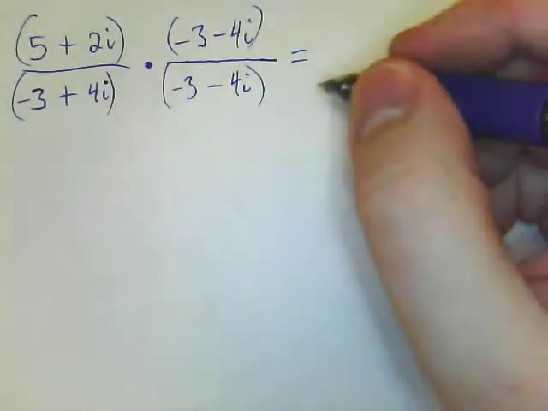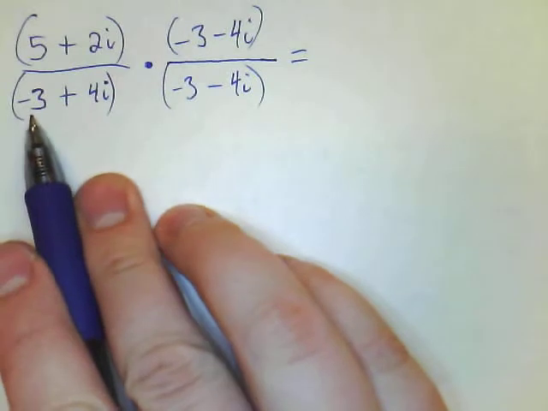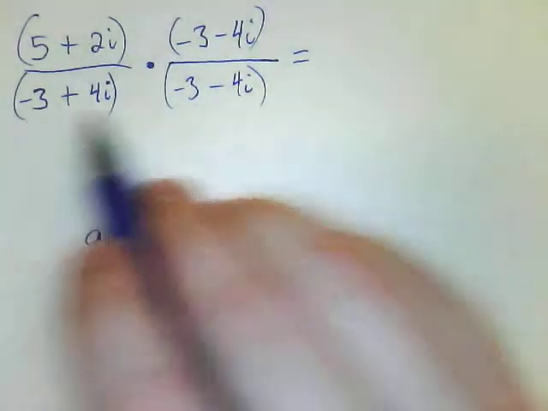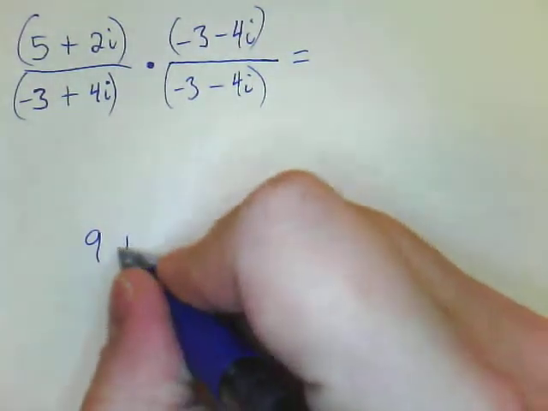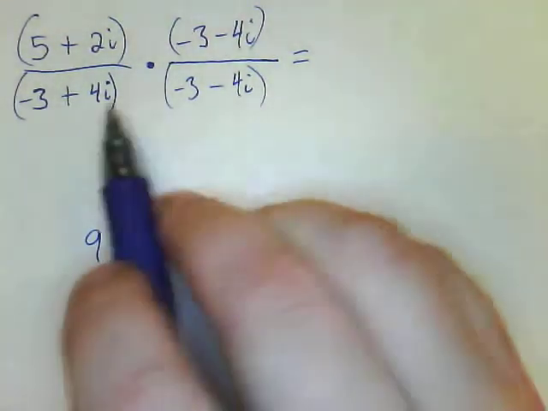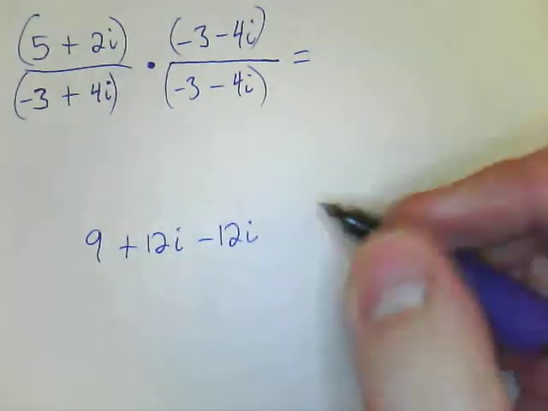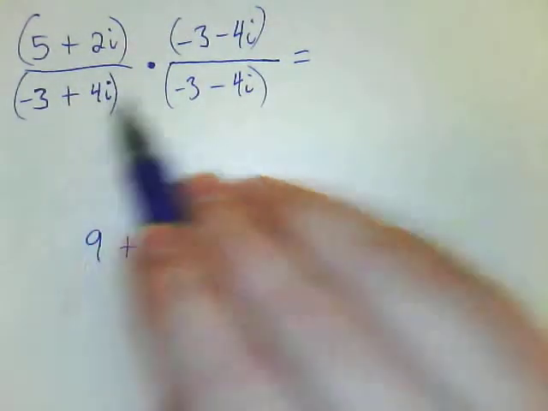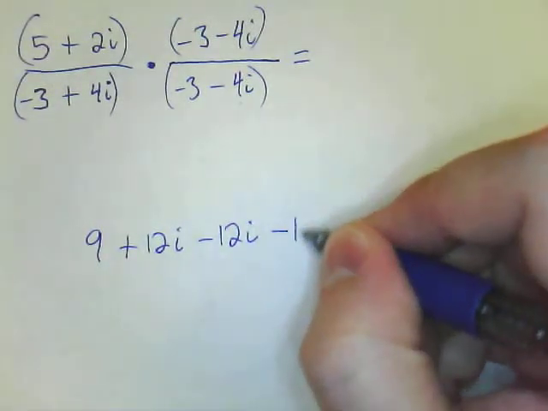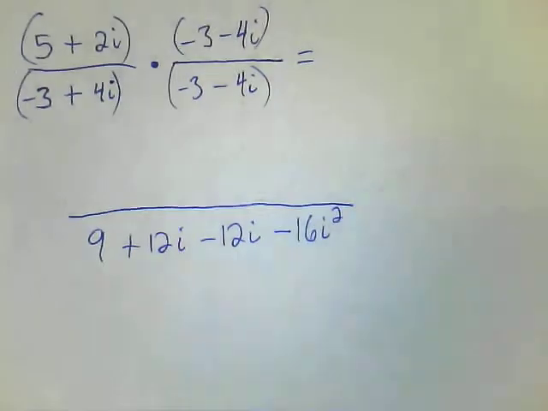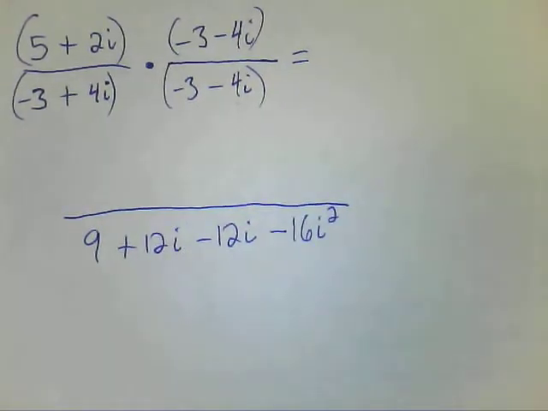Remember that these are binomials, and so we need to FOIL to multiply them. So on the bottom, negative 3 times negative 3 is positive 9. Negative 3 times negative 4i is positive 12i. 4i times negative 3 is negative 12i. And then 4i times negative 4i is negative 16i squared. That's on the bottom of the fraction.